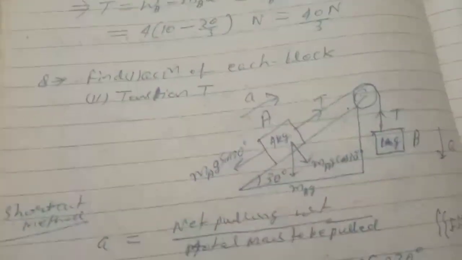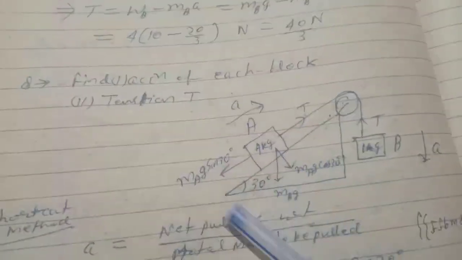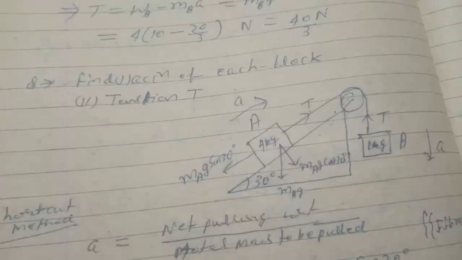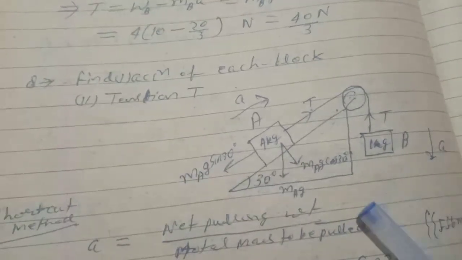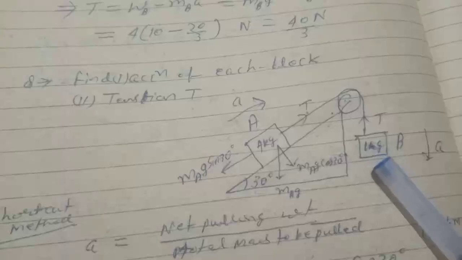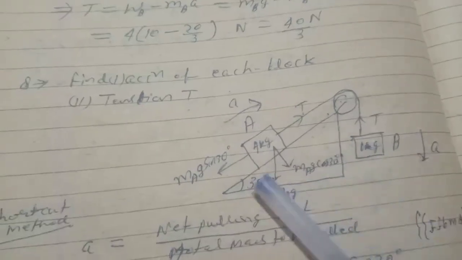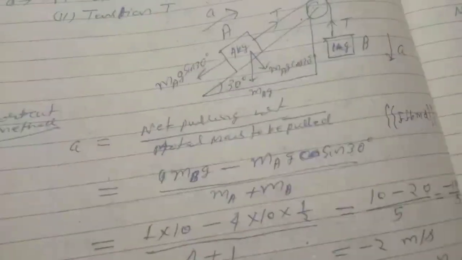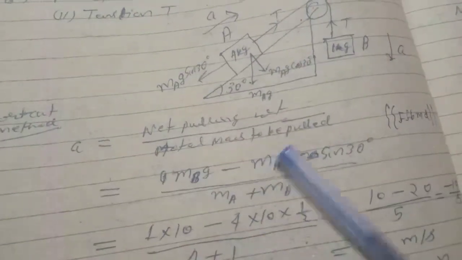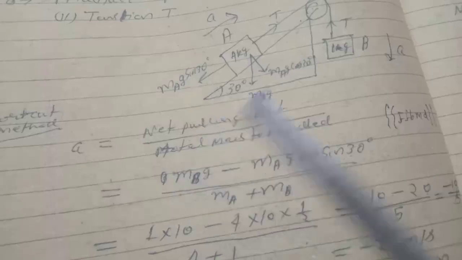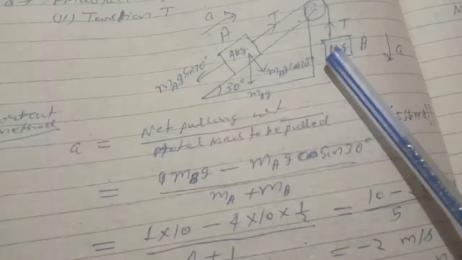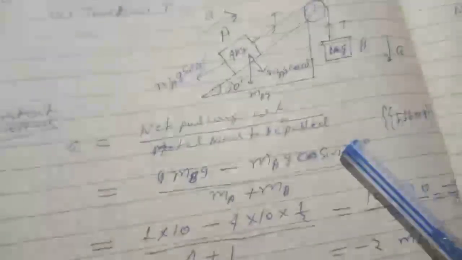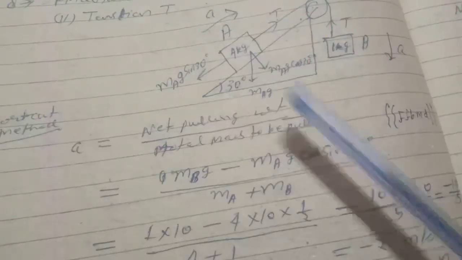Next, find the acceleration of each block as shown in the figure, and the tension T. This is body B of 1 kg and this is body A of 4 kg. Again we use the shortcut method, a equals net pulling weight divided by total mass of the bodies. So MB into g, this is MB into g. We have considered that this is pulling in this direction, with acceleration in this direction. So this body will have acceleration in this direction.